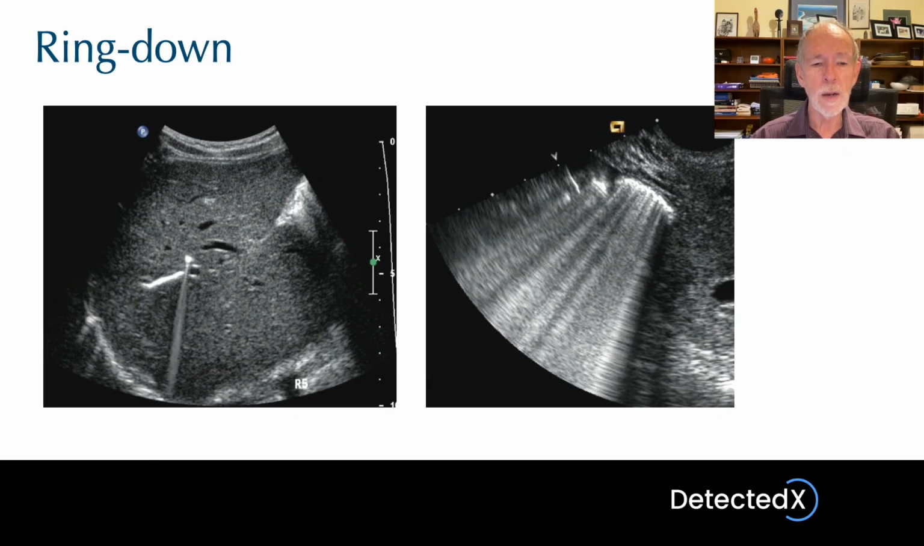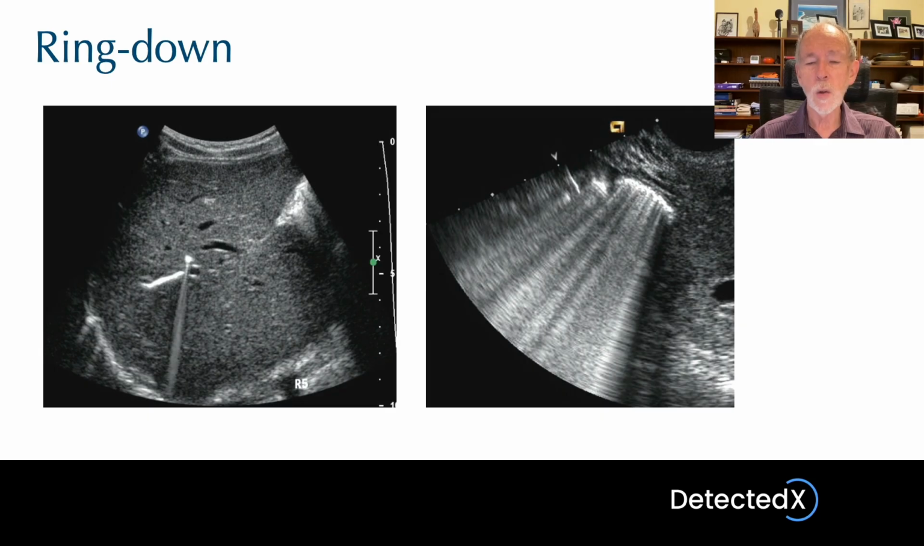On the left, we have ringdown caused by a relatively small mass of gas. And so you can see we have a bright line. As usual, this artifact is parallel to the beam direction, and it extends all the way to the bottom of the image. Notice that a characteristic of ringdown is that there's no real structure to that bright band of echoes. It doesn't look like normal speckle. It doesn't look like soft tissue. It has a completely different appearance, which immediately jumps out at us and tells us that's probably ringdown, and it's probably caused by gas bubbles.